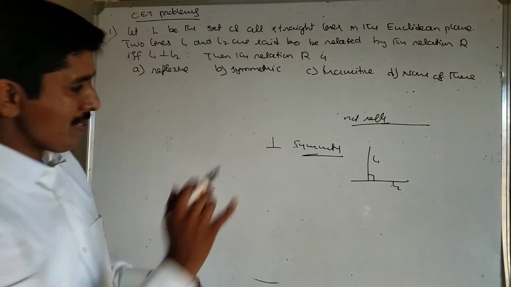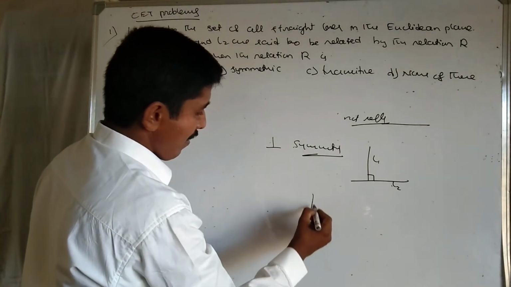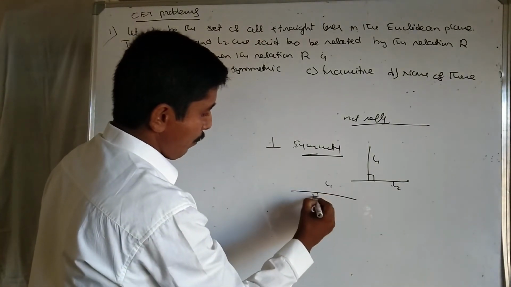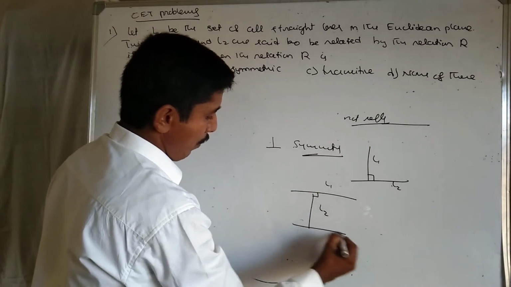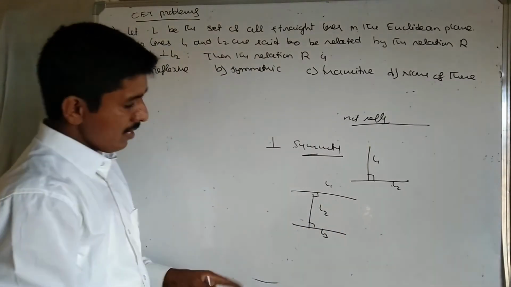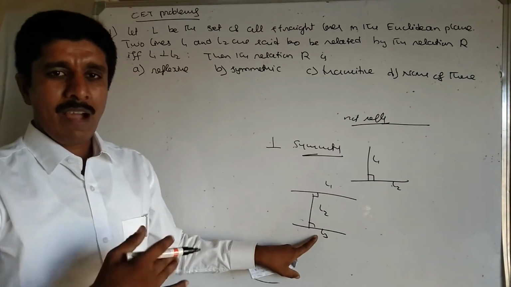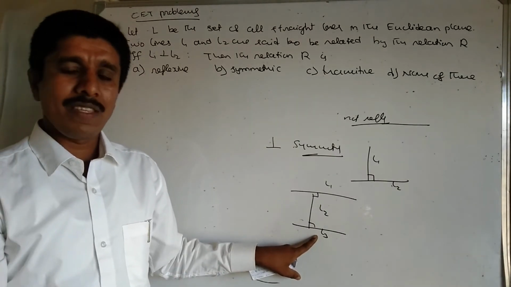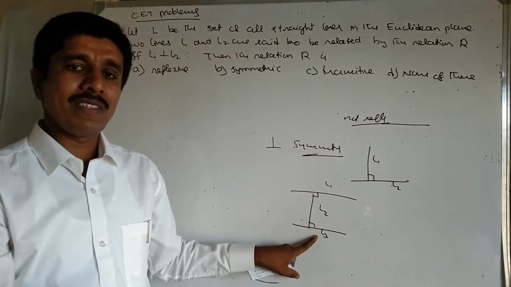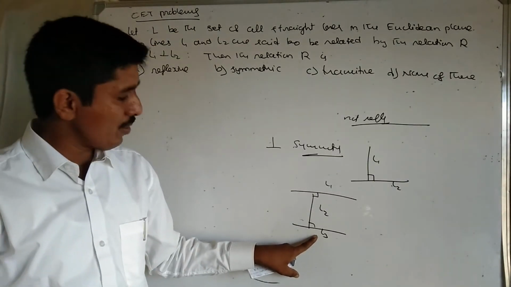Next, come to transitive. L1 is perpendicular to L2, and L2 is perpendicular to L3. Then what is the relation between the first line and the third line? Very important: if (A, B) belongs to R and (B, C) belongs to R, then (A, C) belongs to R means the relation is transitive.